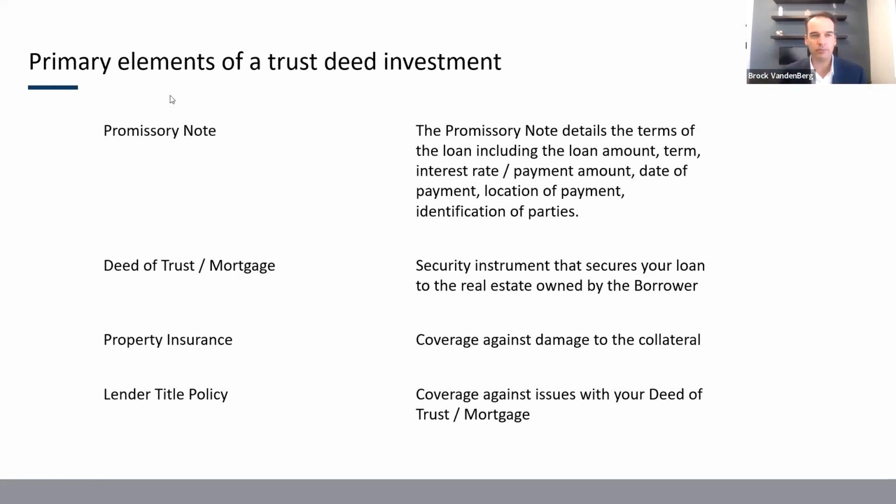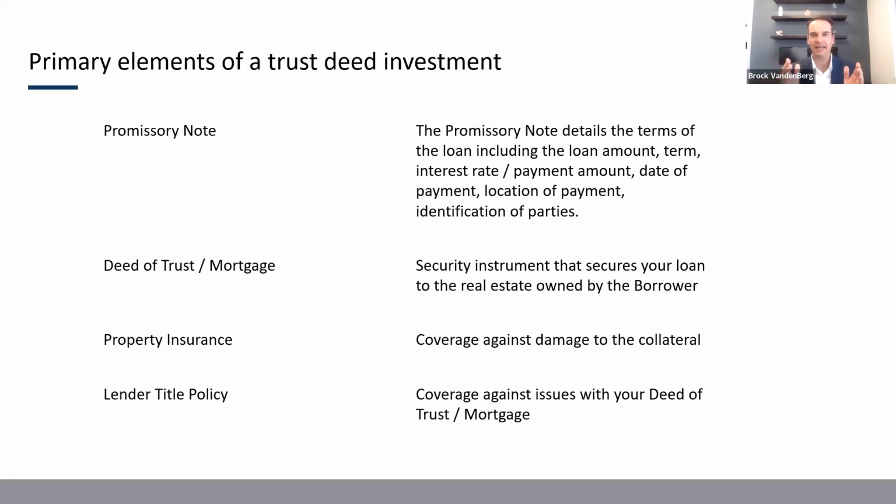Well, one of the most important is going to be the promissory note. Okay, that promissory note is the document that details the terms of the loan. How much is the loan amount for? What is the term of the loan? Is it 12 months? The interest rate that that borrower is going to pay and the payment amount. So is it 10%? Is it 11%? And then how much they're going to pay you. And then when they're going to pay you.